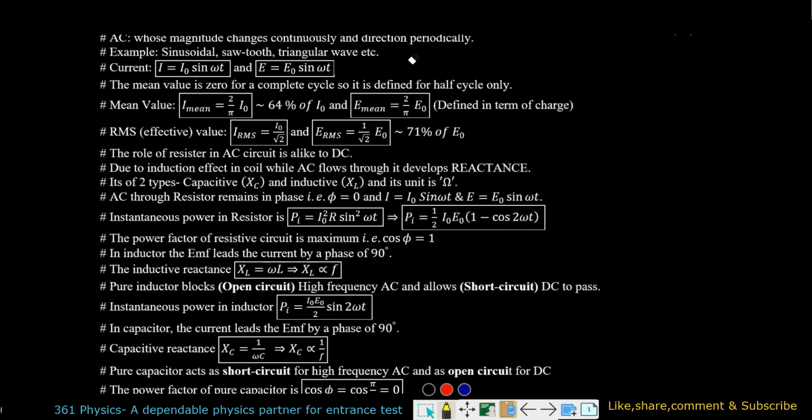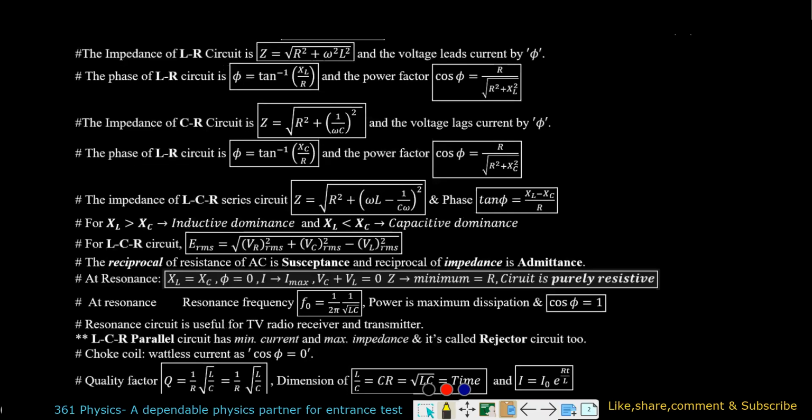So for that one, let me bring you to the next frame. Okay, so in here, let's look at the other ideas. The impedance of LR circuit. Sometimes we can use L circuit and R circuit and so on. So LR circuit is Z. This is impedance. The total impedance will not be as in DC.